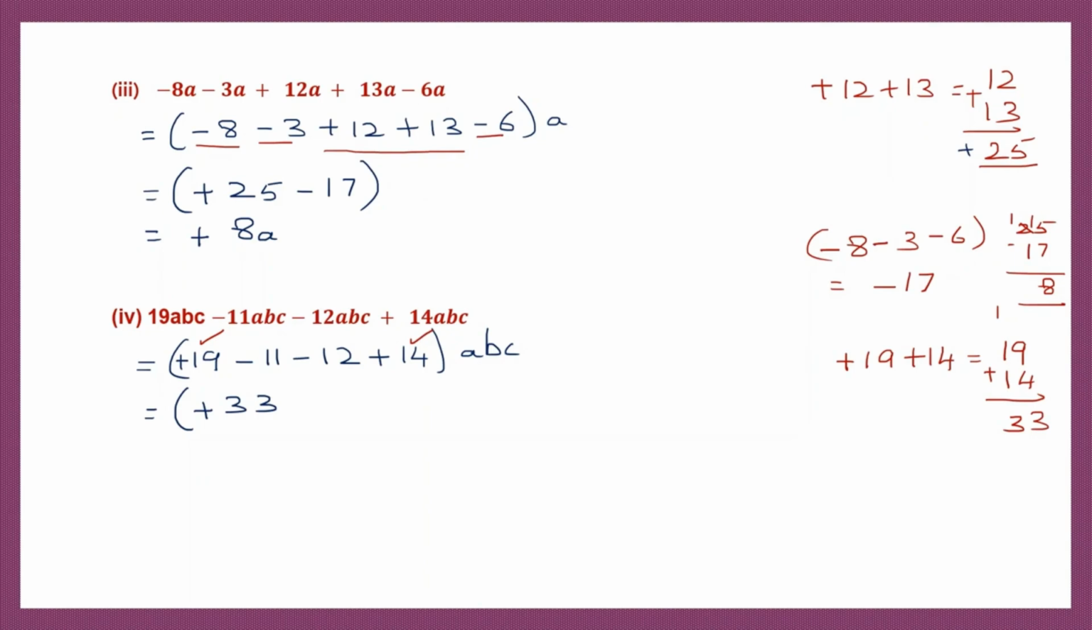Now let's take the minus signs. We have minus 11 minus 12. When signs are the same, put the same sign and add. So let's add 11 and 12. 2 plus 1 is 3, 1 plus 1 is 2. So minus 23. So we have 33 minus 23 ABC. The signs are different, so we put the sign of the bigger number and we subtract. How much is 33 minus 23? It's 10ABC. So our final answer for question 4 is 10ABC.